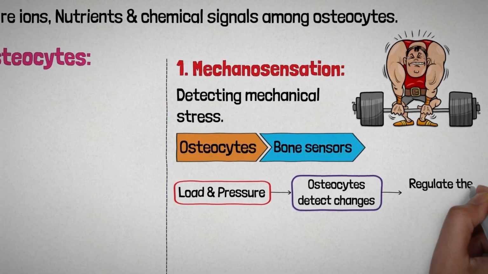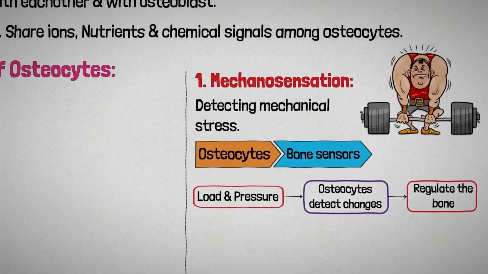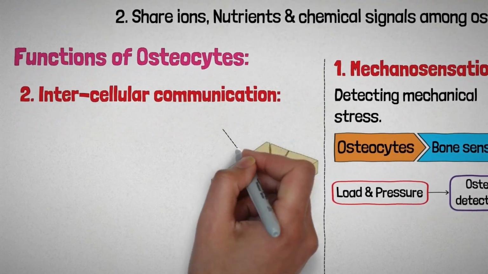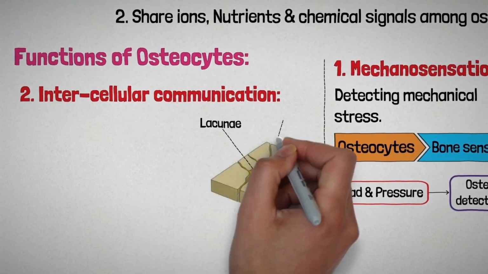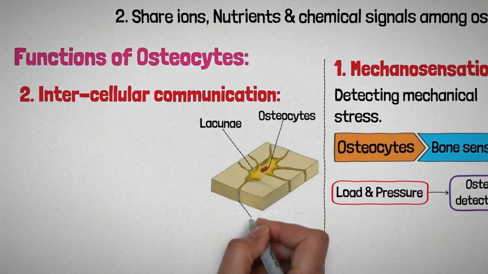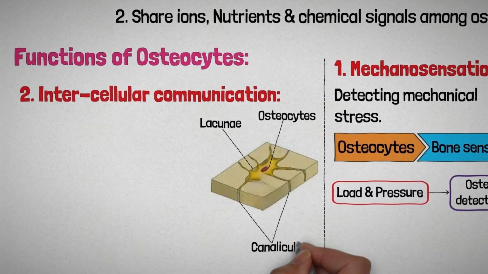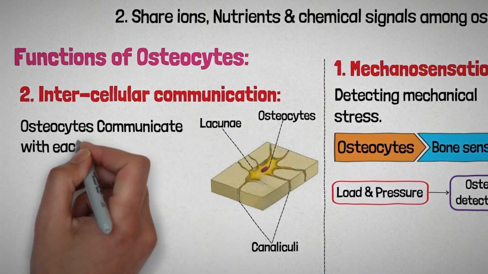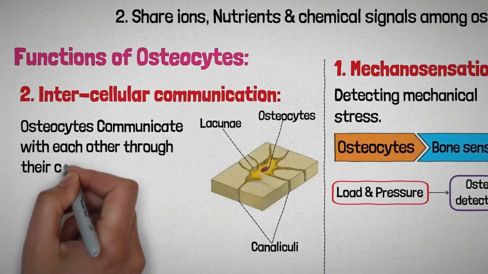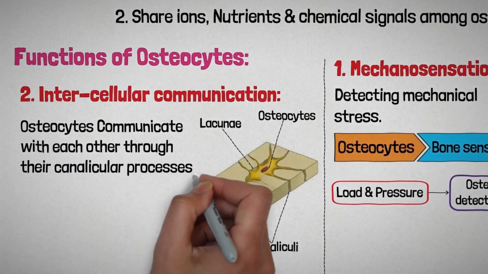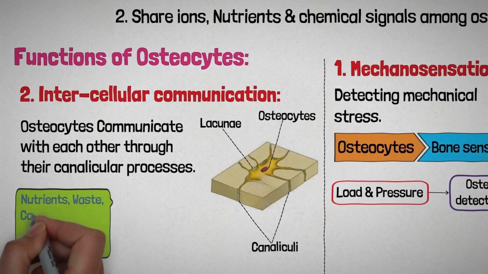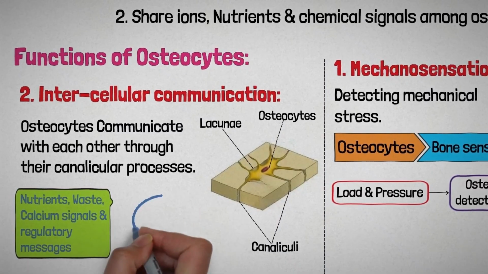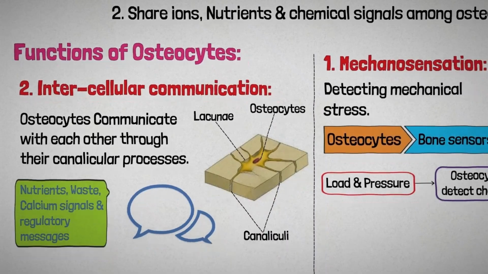If there is more or less pressure on any part, it immediately senses this change. Intercellular communication. Each osteocyte lives in a small space called a lacuna. Many fine pathways emerge from this lacuna, which are called canaliculi, and they spread out in all directions. Through these canaliculi, osteocytes are connected to each other and to the osteoblasts present on the surface. They share nutrients, waste, calcium signals, and regulatory messages with each other. In other words, the entire network forms the bone's own communication system.